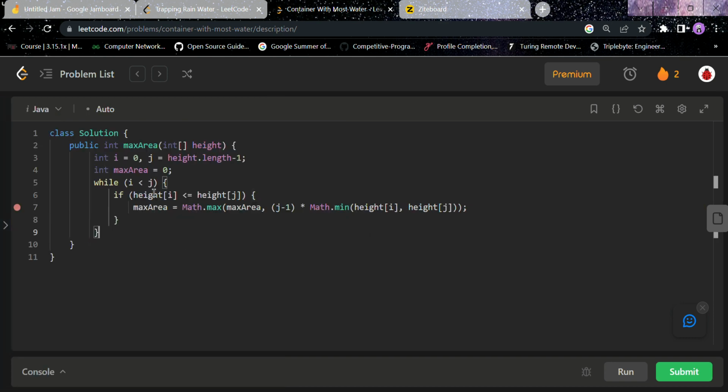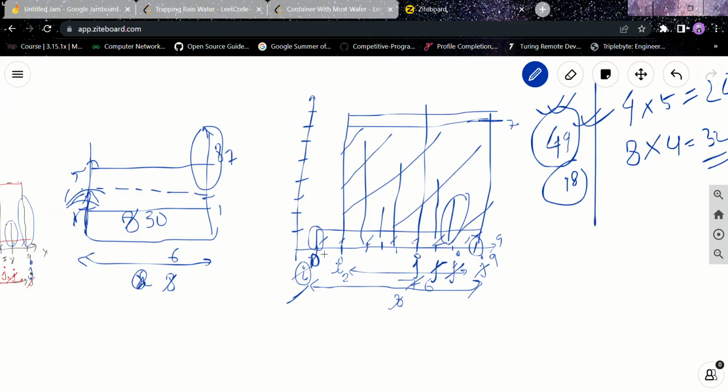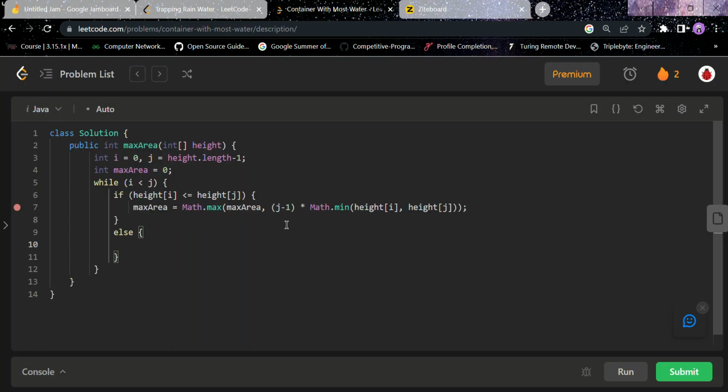Okay, now else, in the else condition, one thing which I forgot to mention, that height of I is less than or equal to j. That means this height is less than j. Then we will increment the I in each step. So here we will do I plus plus.